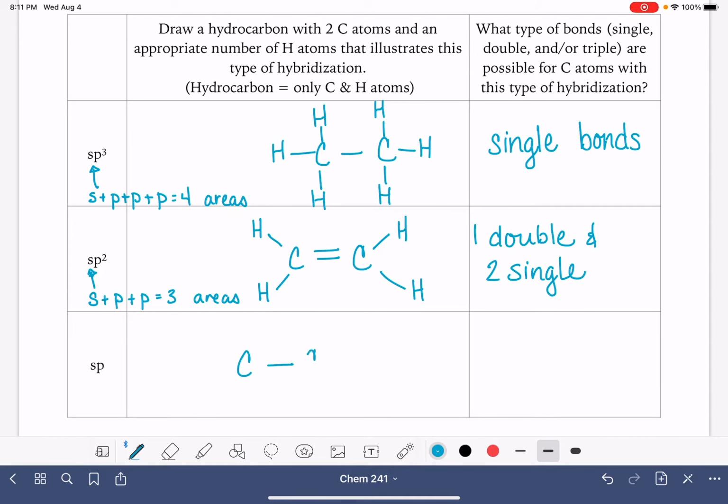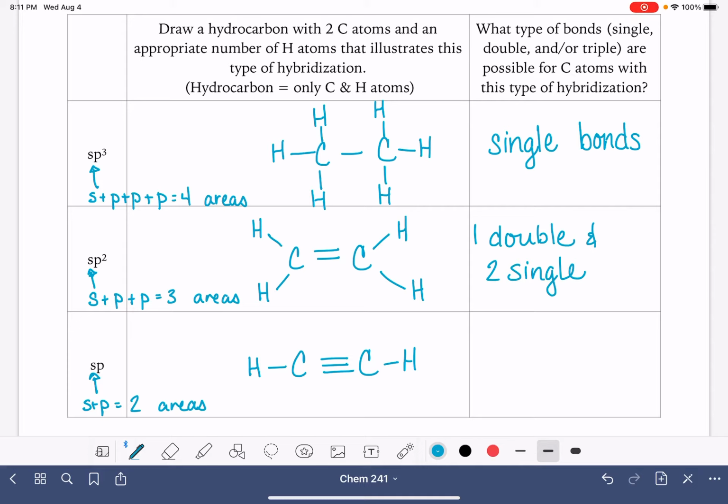And then last but not least, sp hybrid. So here's our 2 carbon atoms. Sp hybrid means this came from an S and a P, which is 2 areas of electrons. And right now each carbon has only 1 area. So we're going to give each one of those carbon atoms area number 2. The carbon atoms only have 4 electrons. That means they need some more in the form of a triple bond.